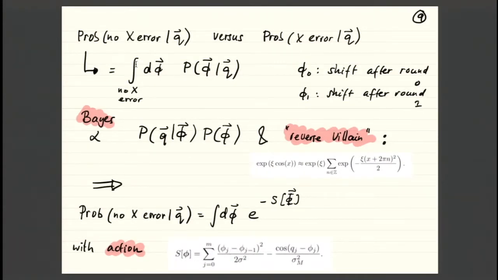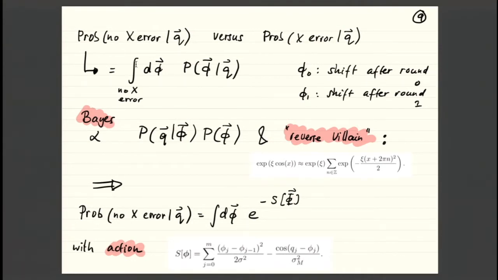So what you have to decide is, given Q, what's the probability for no X error, meaning even multiples, even windings around the torus, and the probability for an X error is odd windings around the torus. And you can write this type of probability as: given X, given Q, what's the probability for a family of shifts at the first error correction step, the second, etc. So phi 0, phi 1, right?